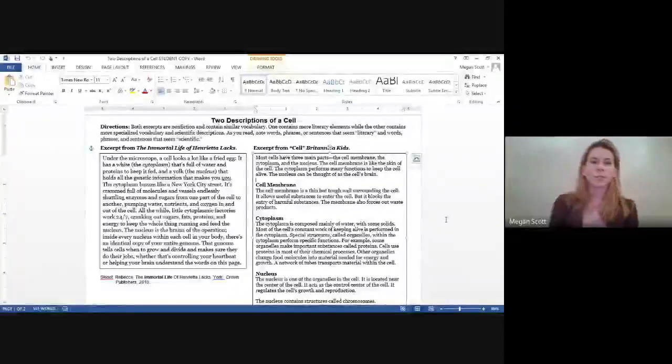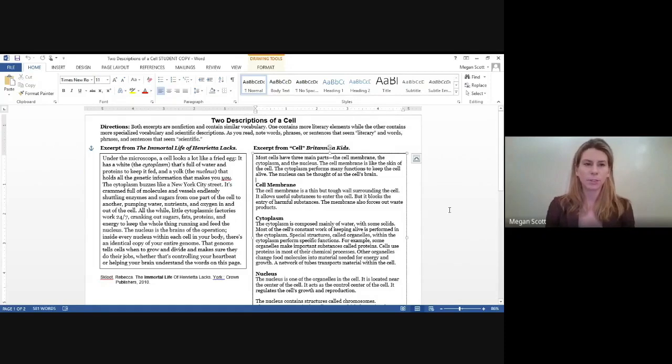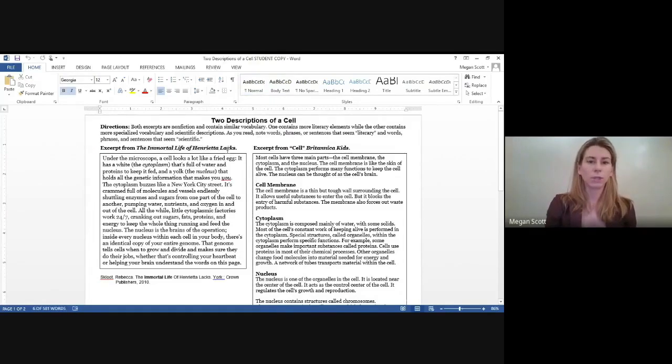If you have the printed document out today, you should get that out now and go to the third page. We're going to be looking at the third and fourth pages for the remainder of the video. On the third page, it should say something similar to this, two descriptions of a cell at the top. So these are the two texts that we'll be looking at today. One is from a book, The Immortal Life of Henrietta Lacks. It's a really great book, if you've heard of it, maybe. And the second text is actually from Britannica Kids, and it's titled Cell. It's just a snippet of an article on a cell.